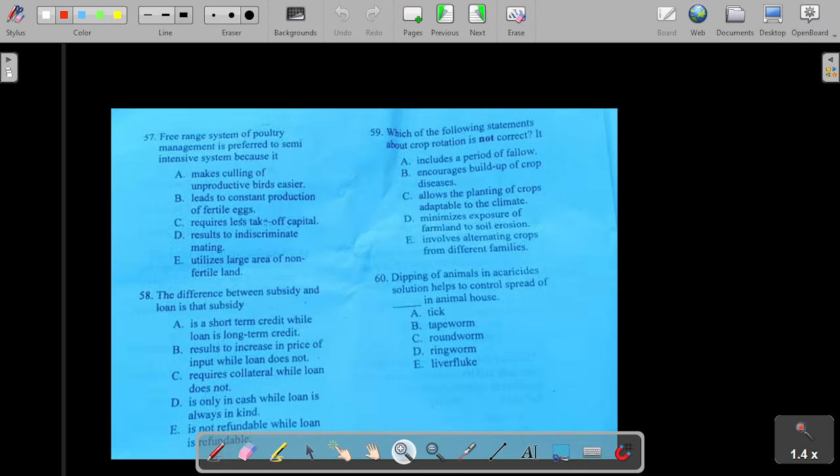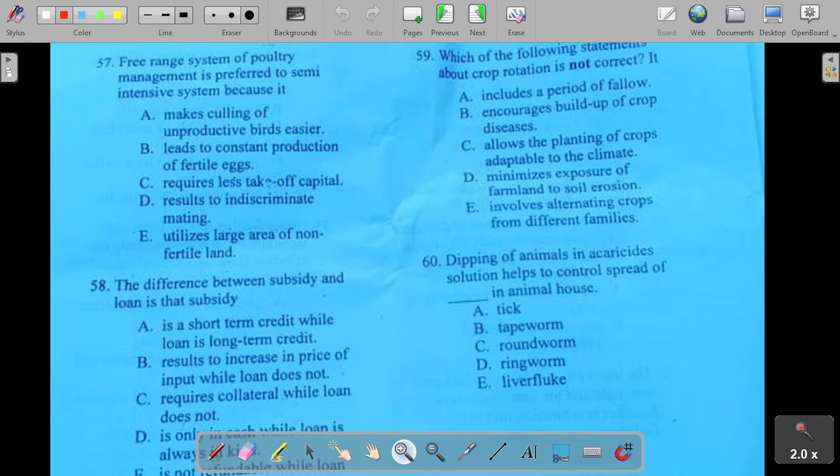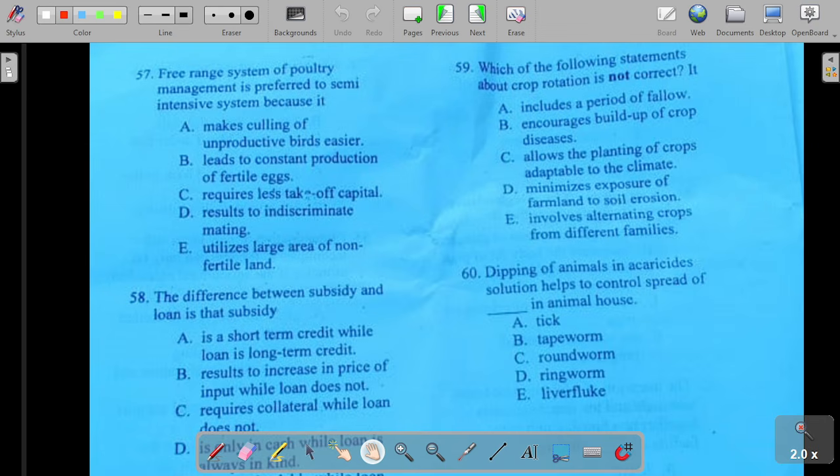57. Free range system of poultry management is referred to as semi-extensive system because it A, makes cooling of unproduced eggs easier, leads to constant production of fertile eggs, requires less take-off capital, required to discriminate meat. Okay, answer is A.